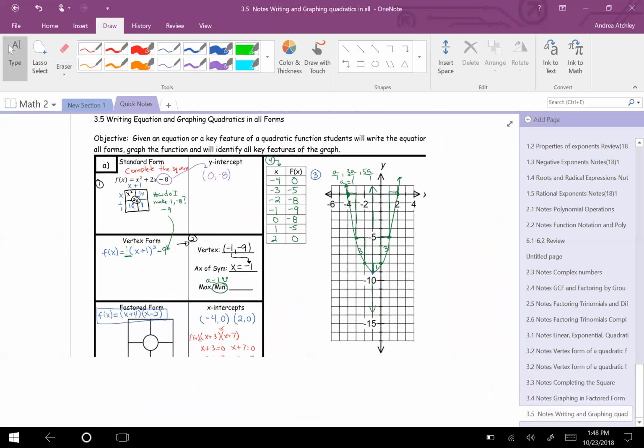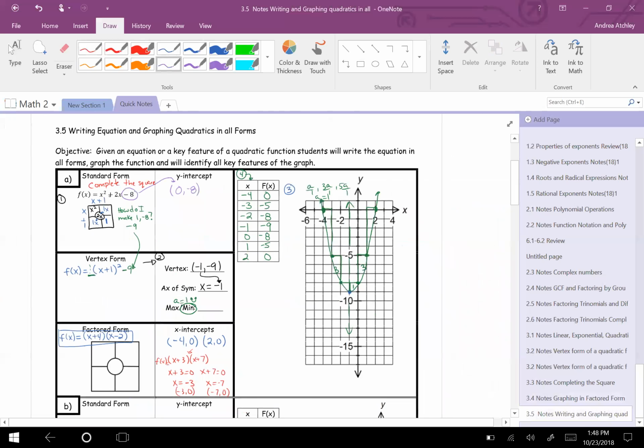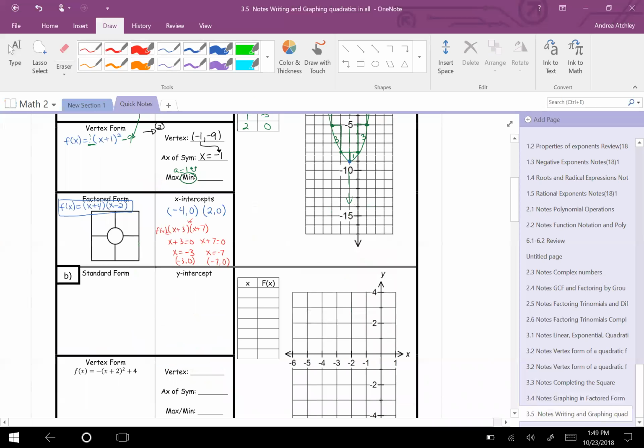So now all three of these equations, I showed it to you in standard form, in vertex form, and in factored form. All three of those equations are the same graph, this right here. Okay, there's just different ways to write it so you can identify different things. In factored form, we can identify the x-intercepts. In vertex form, we can identify the vertex. And in standard form, we can easily identify the y-intercepts. Any questions over that? Okay, next one.